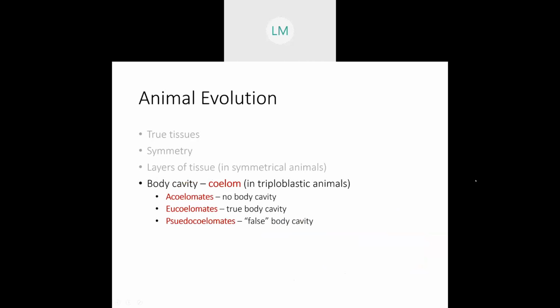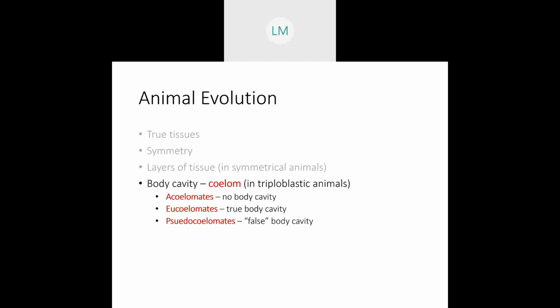So within our triploblastic animals, so this is just our bilaterally symmetrical organisms, we also see the evolution of a body cavity. This is called a coelom. So this is a fluid-filled space that's between the digestive system and the body wall. It contains these other organs like kidneys, spleens, things like that, the circulatory system. All of that is in this fluid-filled space in the body, the coelom.